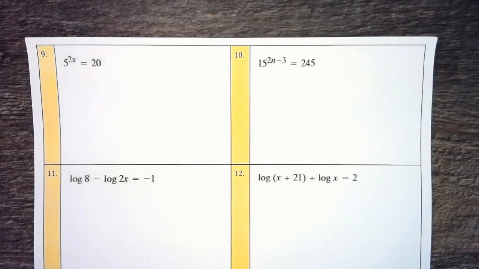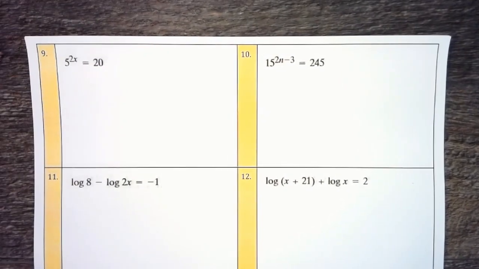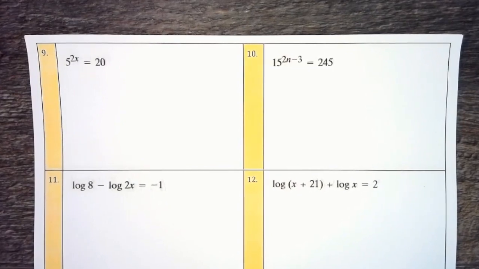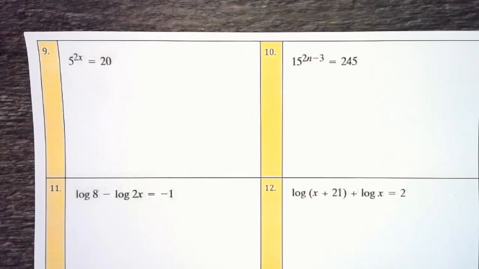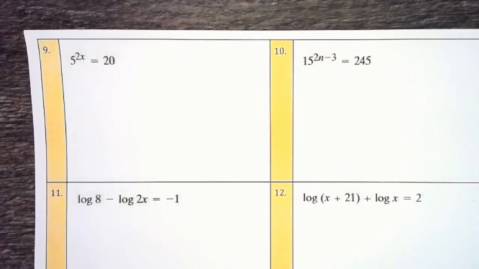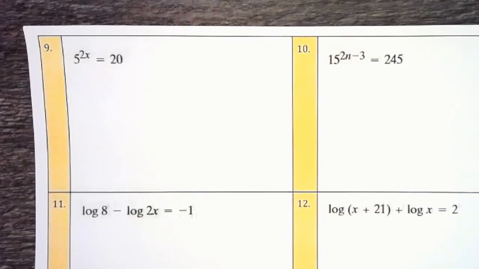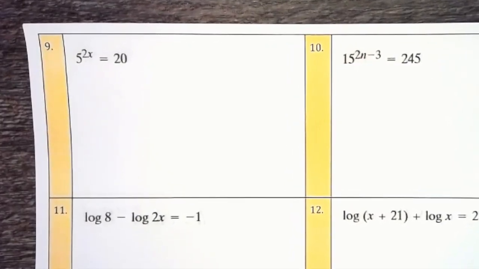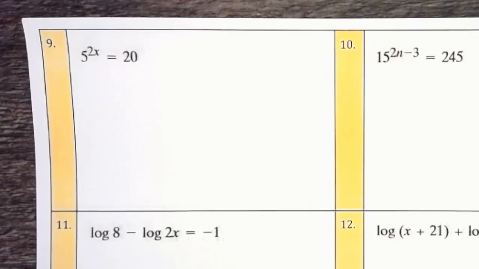Alrighty, so now we are on to a breakdown of numbers 9 through 16 in our assignment packet of problems where we are solving exponential and logarithmic equations. Let's get started. Number 9. Number 9, we have 5 to the 2x power equals 20.